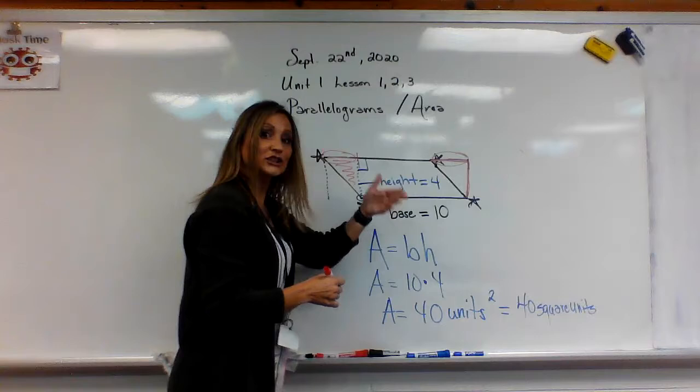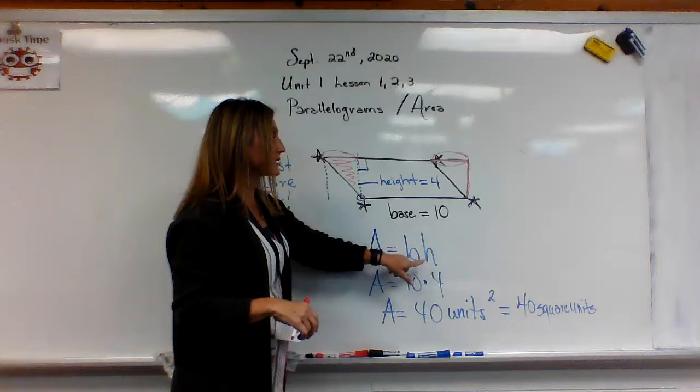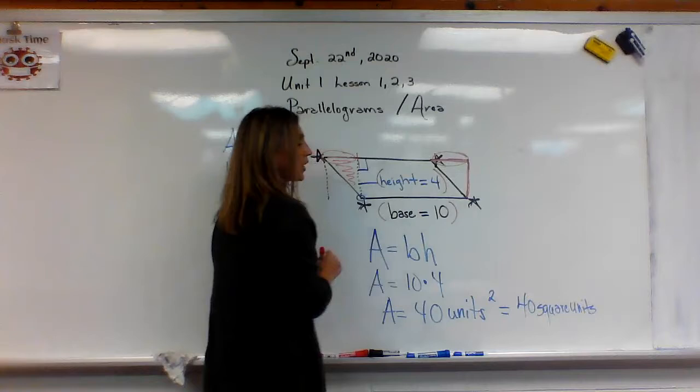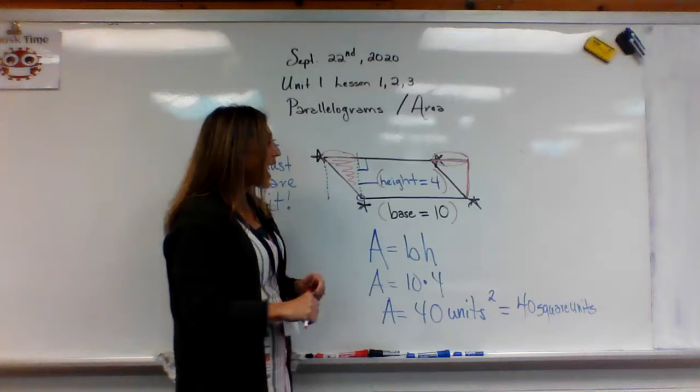Well, the area for a parallelogram is base times height. So my base is 10, my height is 4, 10 times 4 is 40 units, and it's got to be squared. And that, to me, is a better way for you to understand how you work with parallelograms.